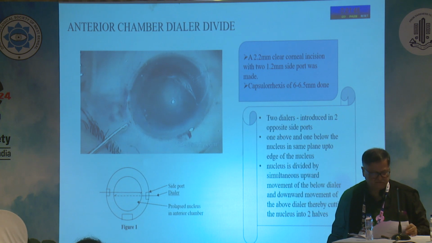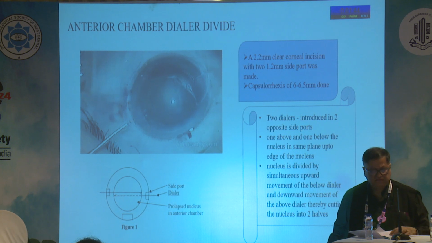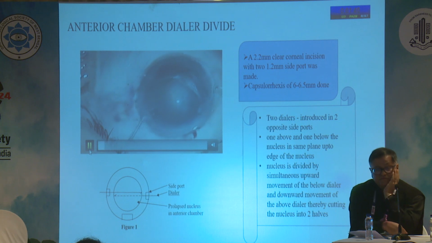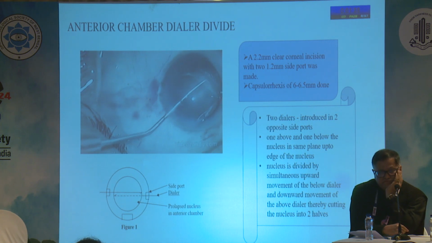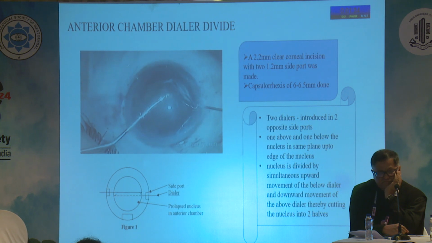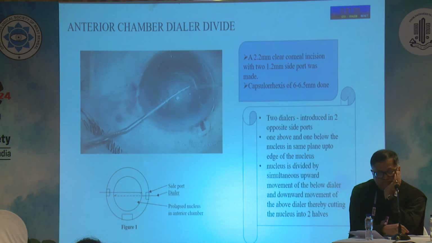About the technique per se, a 2.2 mm clear corneal incision with a 1.2 mm side port was made, and a capsulorhexis of 6 to 6.5 mm was done. Two dialers were introduced into two opposite side ports, one above and one below the nucleus in the same plane up to the edge of the nucleus. The nucleus is divided by simultaneous upward movement of the below dialer and downward movement of the above dialer, thereby cutting the nucleus into two halves.